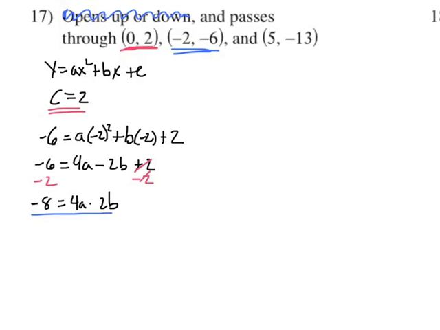Well, to find the other equation we need, we've got to use that third point. So negative 13 equals a times 5 squared plus b times 5 plus 2. I'm going to subtract the 2 first.